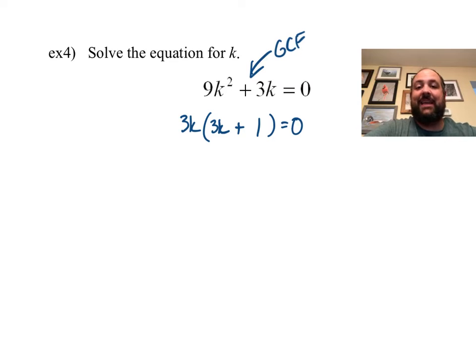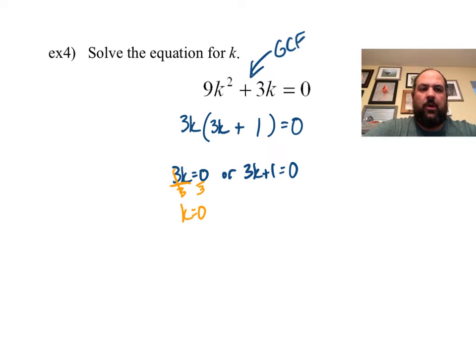So I have to set each variable factor equal to 0. So either 3k equals 0 or 3k plus 1 equals 0. And in this case now, 3 times k equals 0. Well, if I divide by 3, that means k equals 0. Over here, I need to do a little bit more work. I would first subtract the 1 because this is a two-step equation. And then I would divide by 3. So I get k equals -1/3.